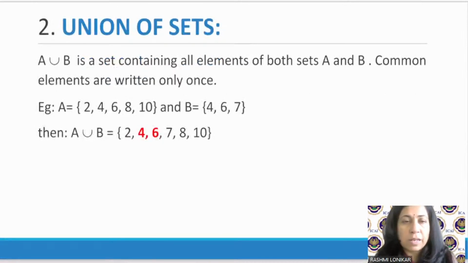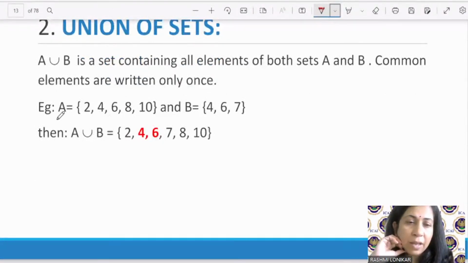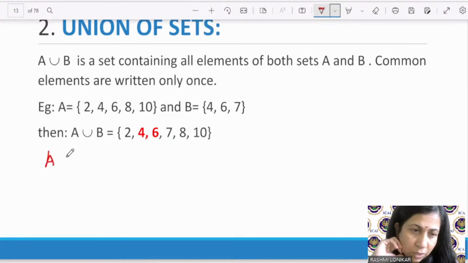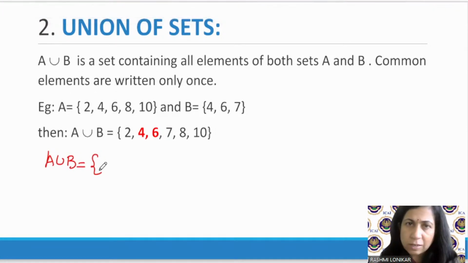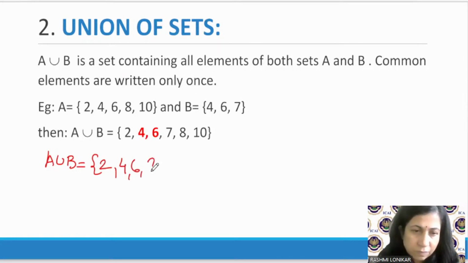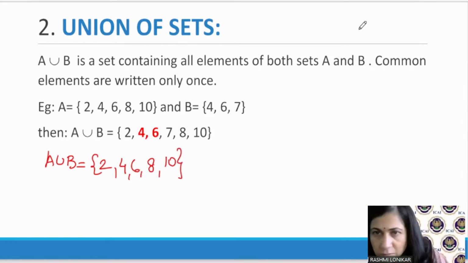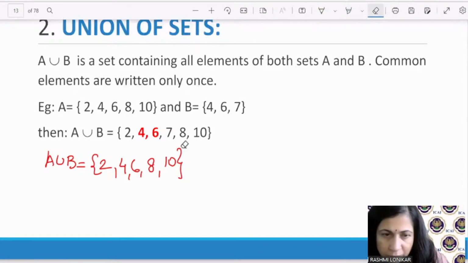Like I was telling you, A and B. When I want to find the union, what does it mean? All elements of A and B, I'm going to write them together. But if there are any common elements, I'm going to write them only once. So 2, is it present here? 2 I will write down. 4 I will write down. Then 6 I will write down. 8 and 10. Okay, I've written down all the elements of A.